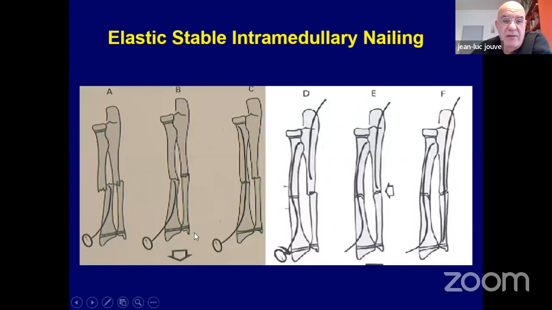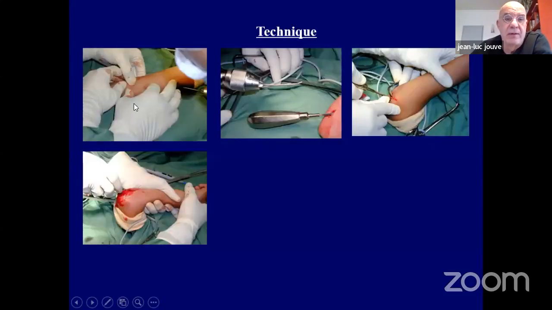You introduce the nail in the metaphysis, and you try to cross the fracture with the nail, and so you need radioscopy, C-arm. If you don't have a C-arm, or if you cannot cross the fracture, you open the fracture and you see your pin crossing the fracture. And after the radius, you do the ulna, and it is the end of surgery. You see the technique with a small approach of the ulna and the radius.